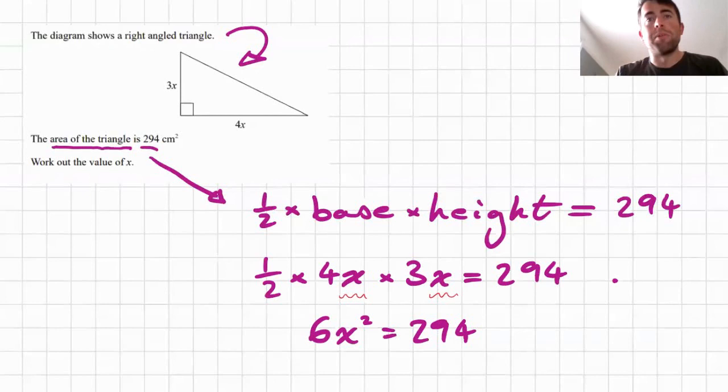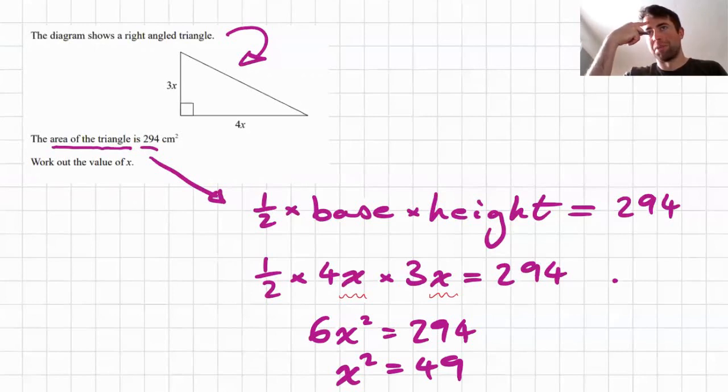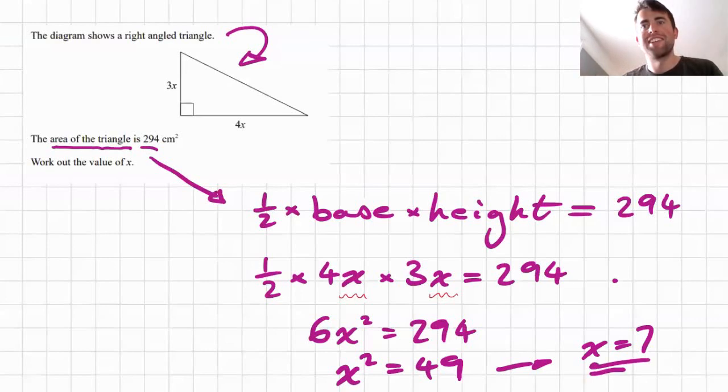If we've got 6 lots of something is 294, I'm going to my calculator again. 294 divided by 6 is 49. X squared is 49. What number times itself is 49? That number is 7. Actually, it could also be minus 7, because a minus times a minus is a positive. But these are lengths, so we can't have negative lengths. So the answer is 7.